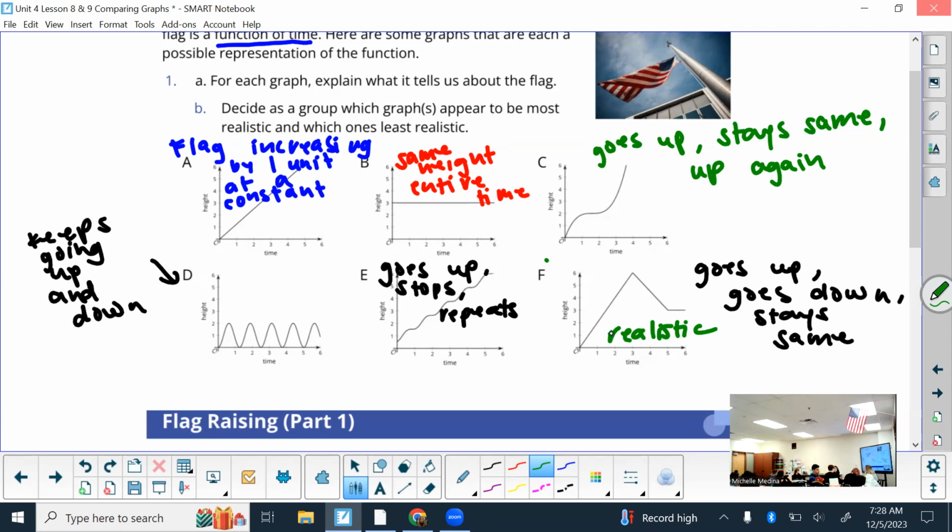Josiah? A was the most realistic, and why? I think you don't believe the flag keeps going up there, doesn't go back down and stop. Okay, and again, this is more like an opinion question. We'll read what the book says. Anyone think a different one is more realistic?